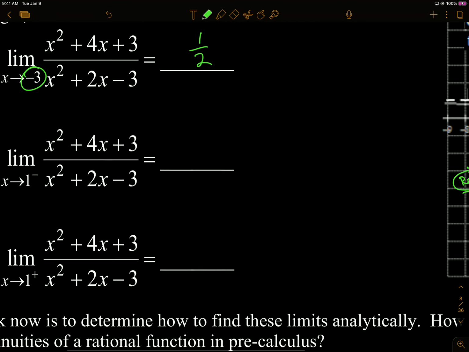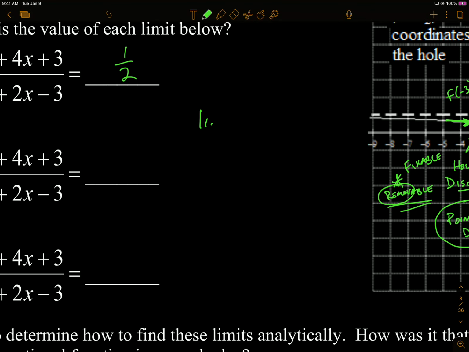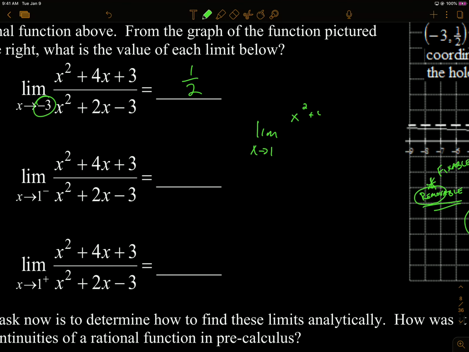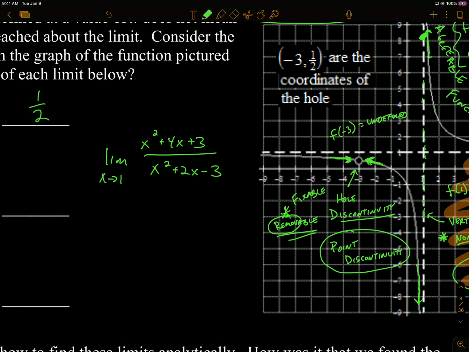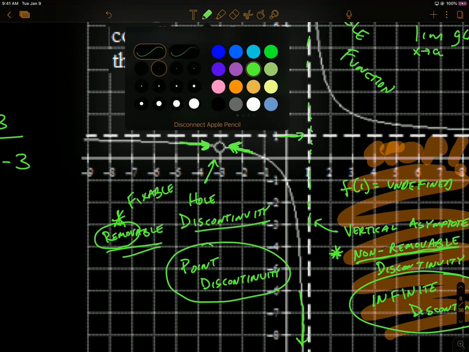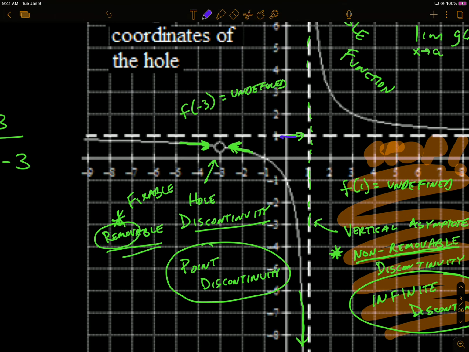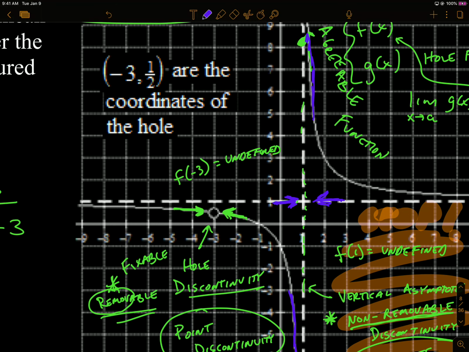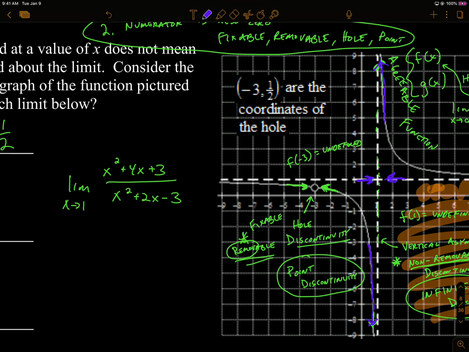Okay. Now before I jump into these 2 limits, I want to find the limit as x approaches 1 of this function: x squared plus 4x plus 3 over x squared plus 2x minus 3. I want to find this limit from the graph. If I look on the graph as x approaches 1, let me do this in a different color, let's do purple, because there's already a lot of green there. As we approach 1 from the left, we're down here on the graph going to negative infinity. And as we approach from the right, we're going to positive infinity.